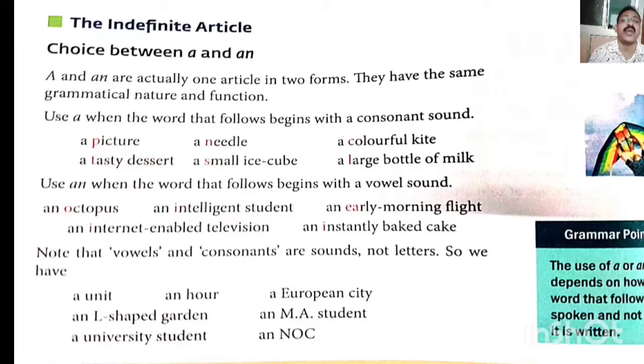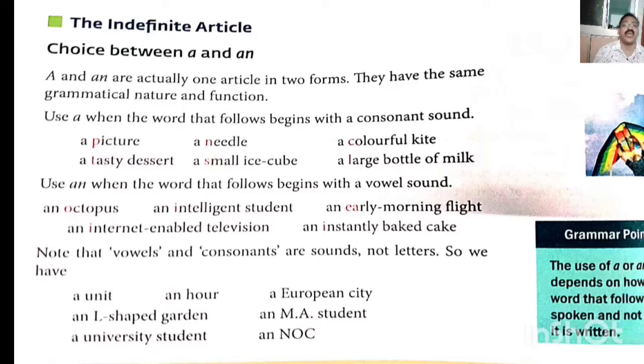From those 21, P, T, N and S, C and L. P, picture; T, tasty dessert; N, needles; S, small; C, colorful kites; L, large bottle of milk. These are all consonants. That's why for all these nouns "a" is used: a picture, a tasty dessert, a needle, a small ice cube, a colorful kite, a large bottle of milk.